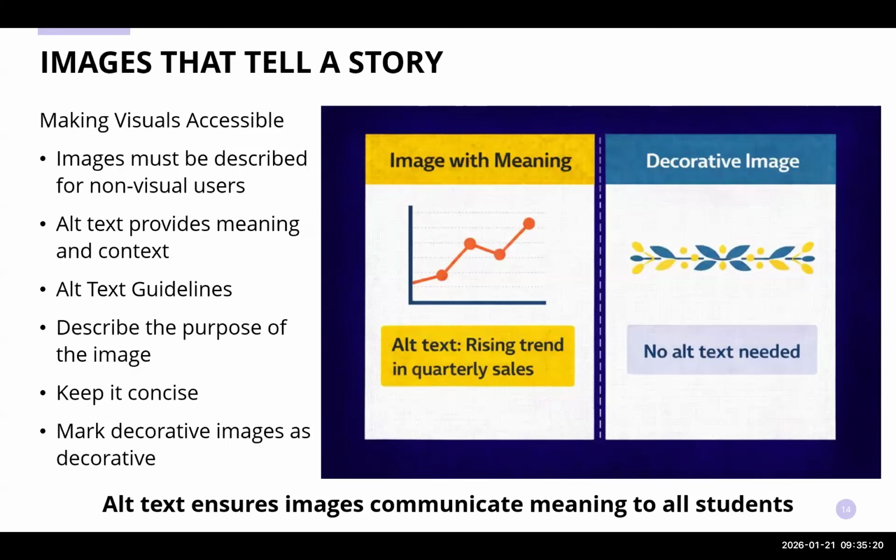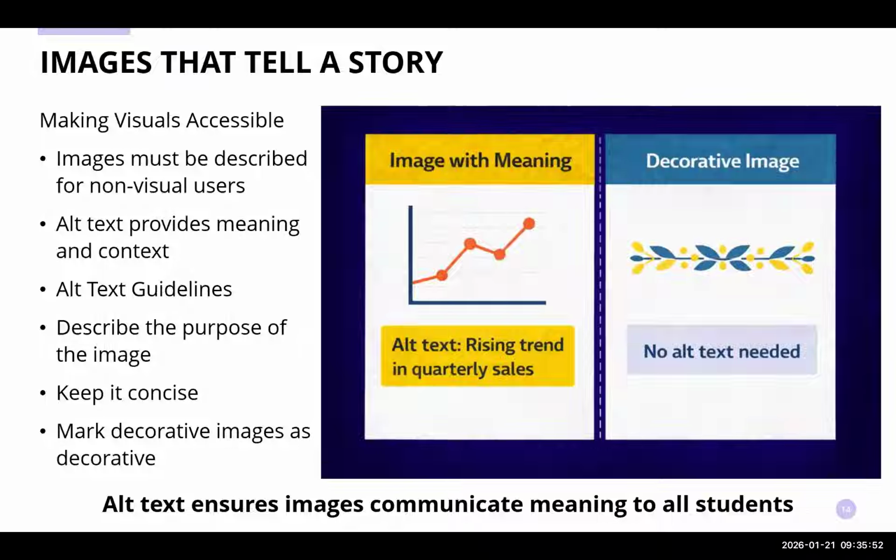Think of it like a behind the scenes caption for images. So, if a screen reader encounters an image with no description or alternative text, it would just read as image or graphic or picture, which actually gives no information about what the picture has. With alternative text, you're actually giving that image a voice. The trick is to keep it concise and purposeful.